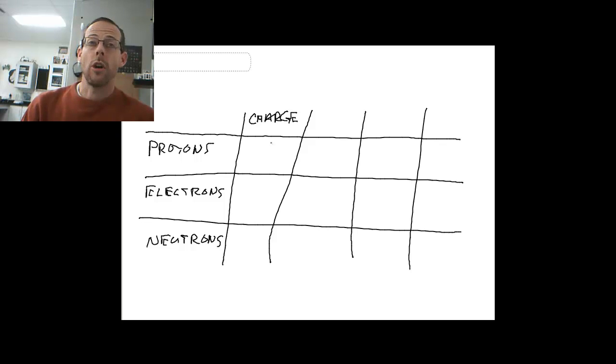Okay, so charge. Protons have a positive 1 charge. Electrons have a negative 1 charge. And neutrons, by their very name, are neutrally charged. So they have a charge of 0, or if you want to say neutral, whatever you want to do there. Next thing we're going to look at is their location.